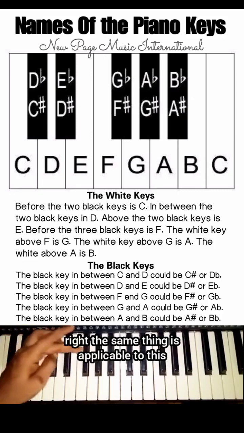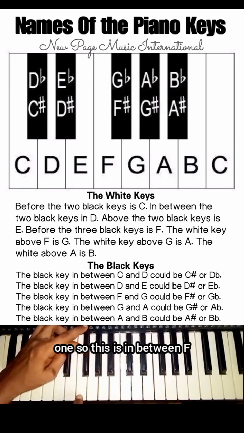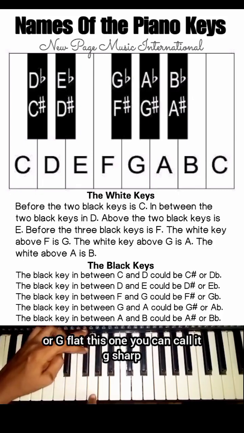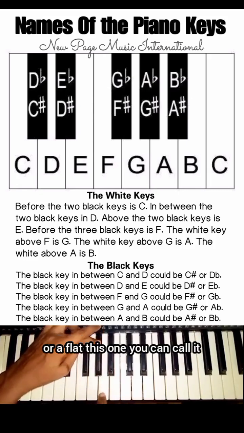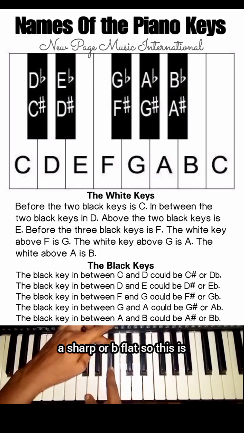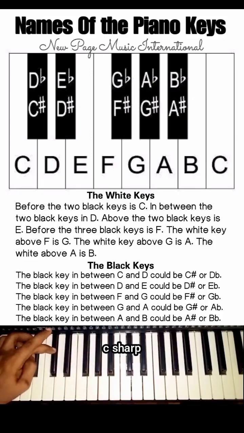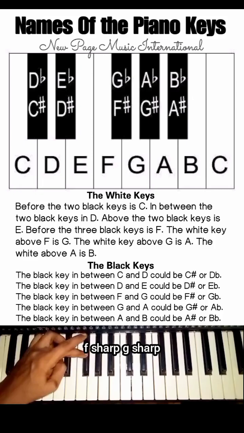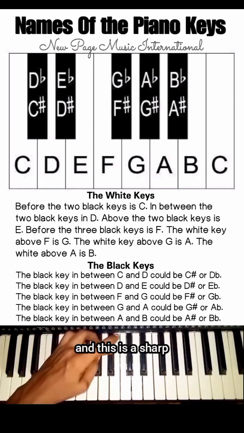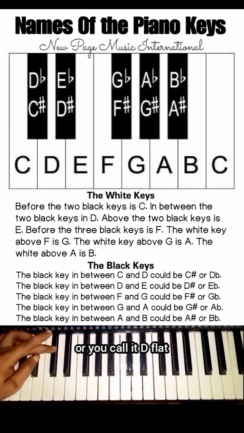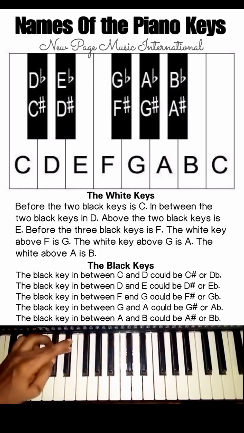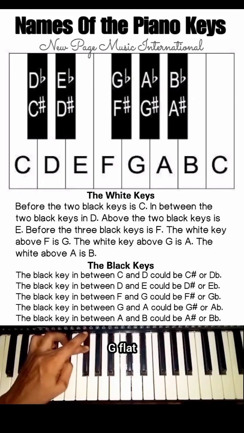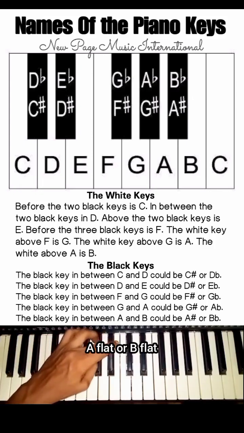Right? The same thing is applicable to this one. So this is in between F and G. You can call it F sharp or G flat. This one you can call it G sharp or A flat. This one you can call it A sharp or B flat. So this is C sharp, D sharp, F sharp, G sharp, and this is A sharp. Or we call it D flat, E flat, G flat, A flat, or B flat.